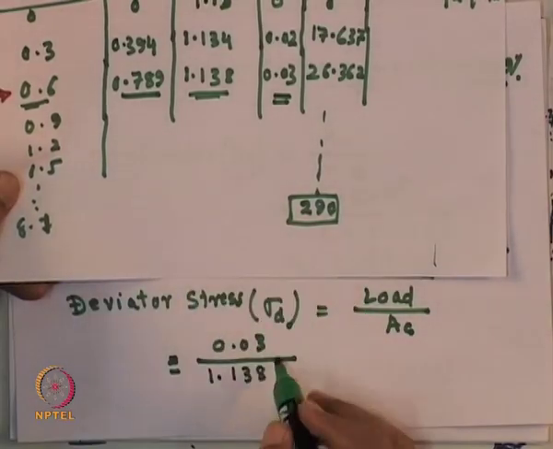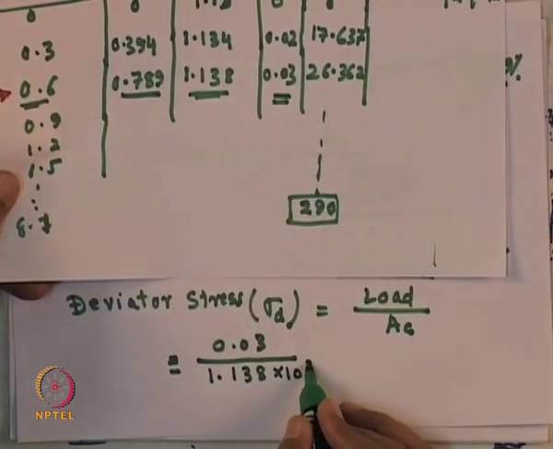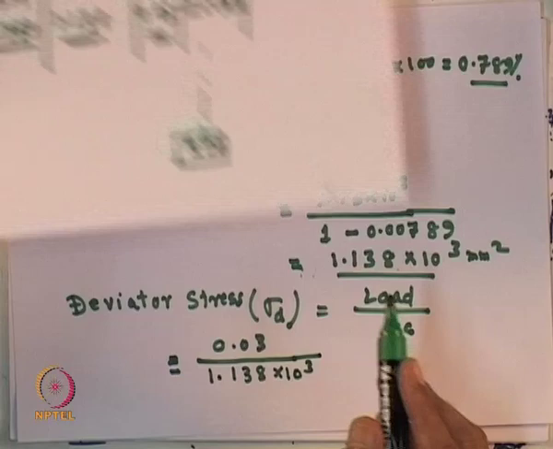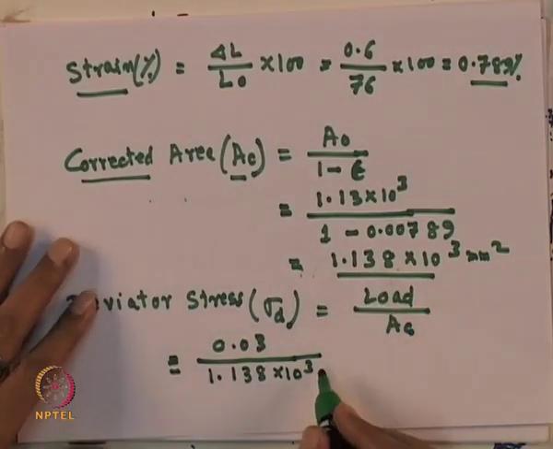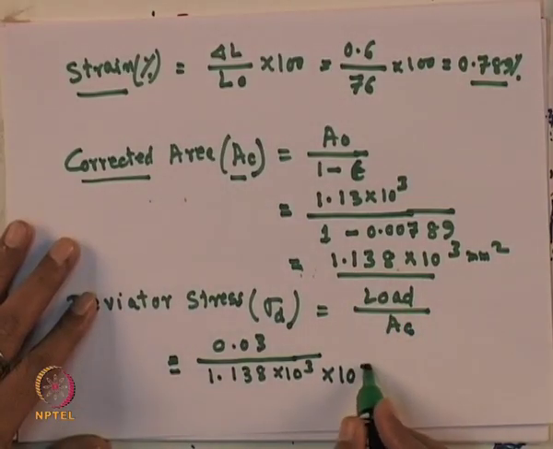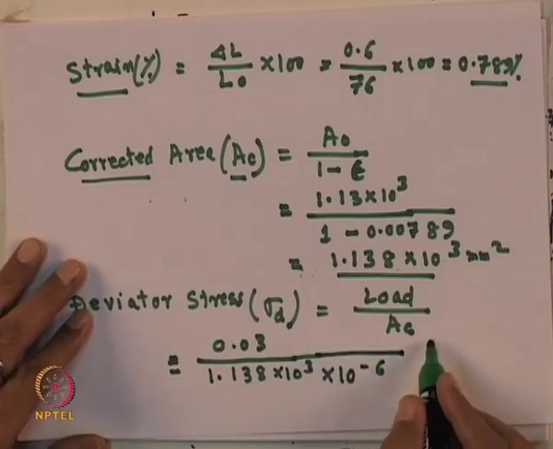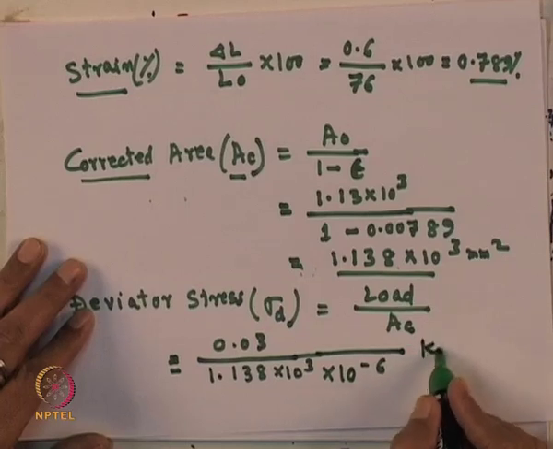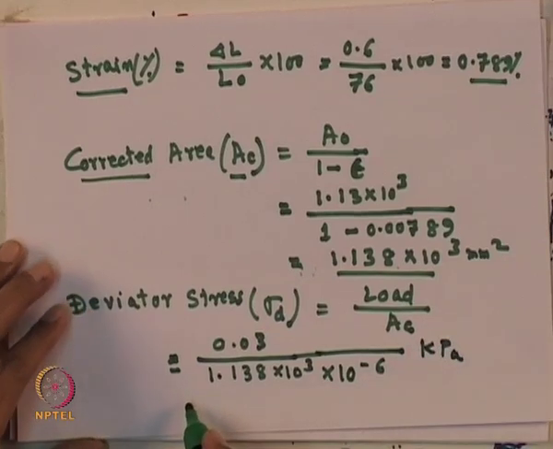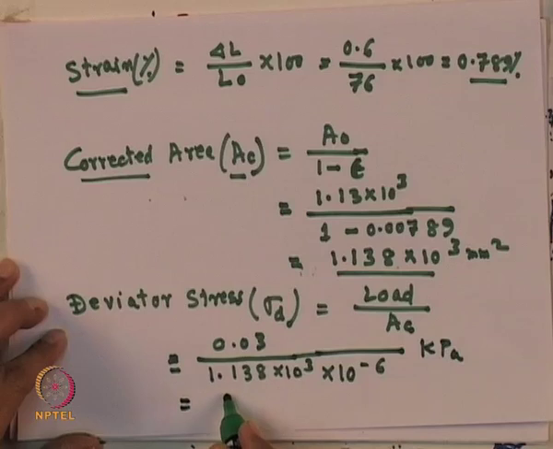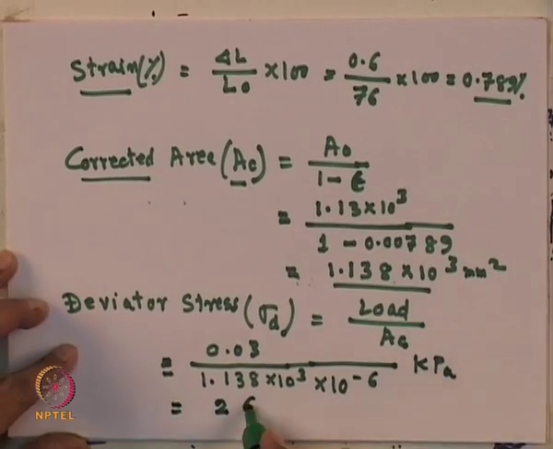So, we can write 1.138 into 10 to the power cube millimeter square, and this into 10 to the power minus 6. We are expressing in terms of kilopascal. So, we are having the deviator stress. If you calculate, we can have 26.362 kilopascal.